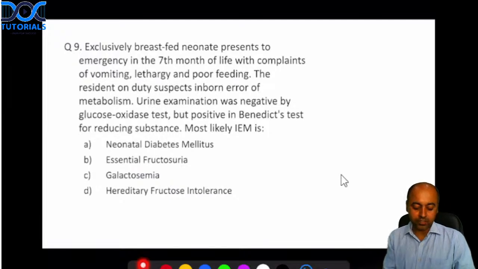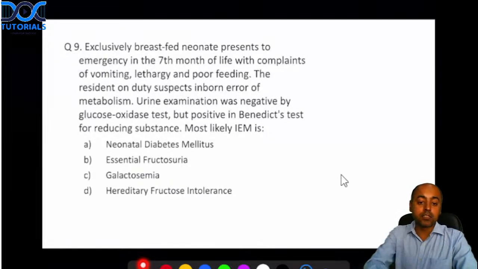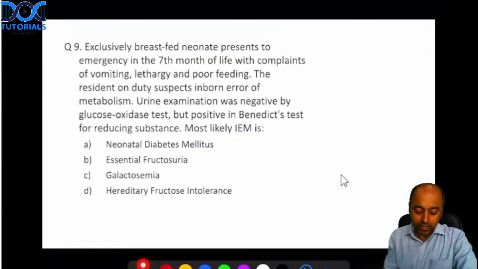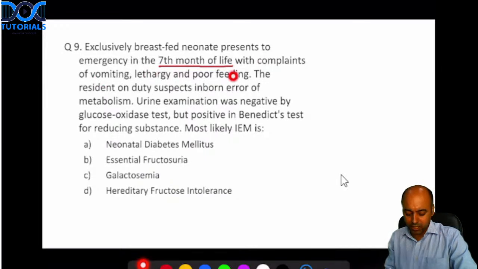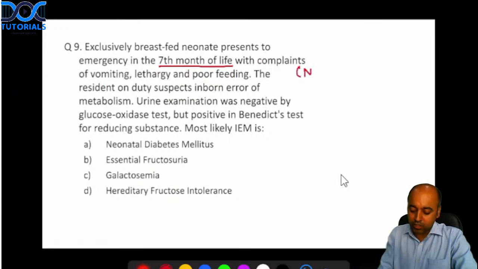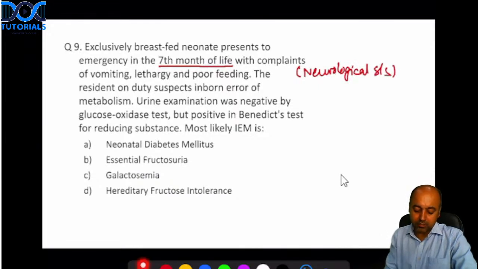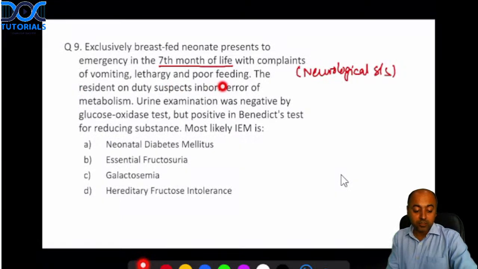Question number 9, you can see again a clinical case is there. An exclusively breastfed neonate presents to the emergency in the 7th month. This is the key information. 7th month of life with complaints of vomiting, lethargy, and poor feeding. These are neurological in nature. So neurological signs and symptoms at the age of 7 months. Obviously we will suspect an inborn error of metabolism.